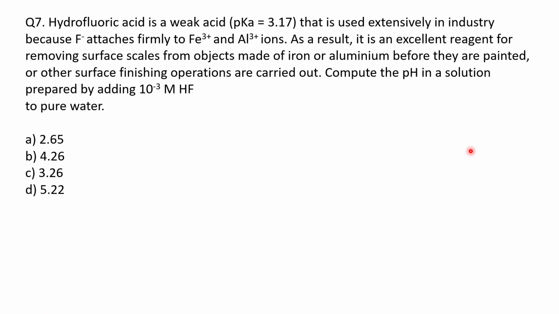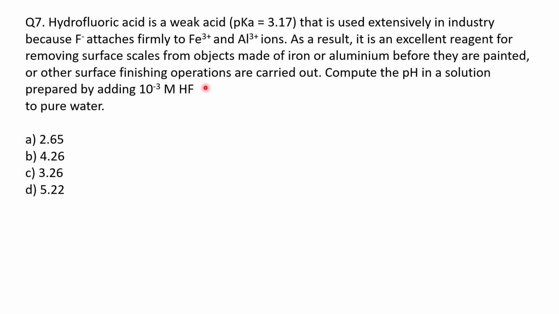Moving towards the next question. Hydrofluoric acid is a weak acid, pK is 3.17, that is used extensively in industry because fluoride ion attaches firmly to iron and aluminum ion. As a result, it is an excellent reagent for removing surface scales from objects made of iron and aluminum before they are painted or other surface finishing operations are carried out.